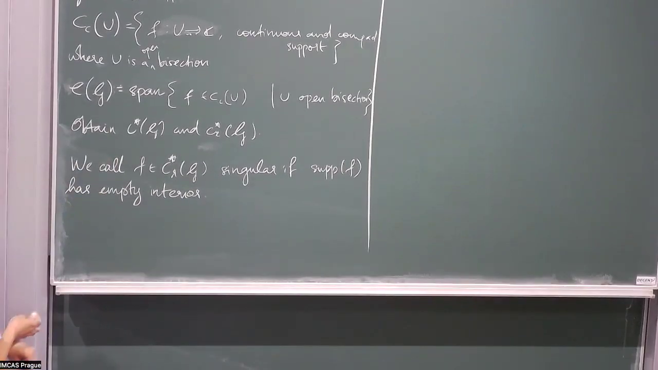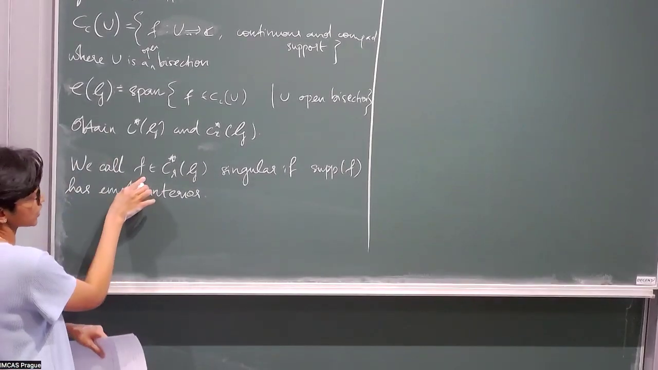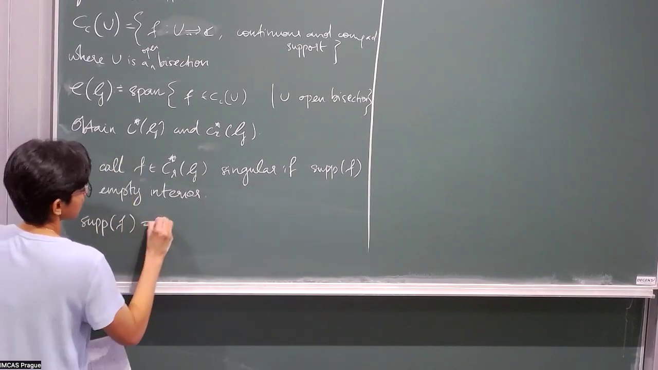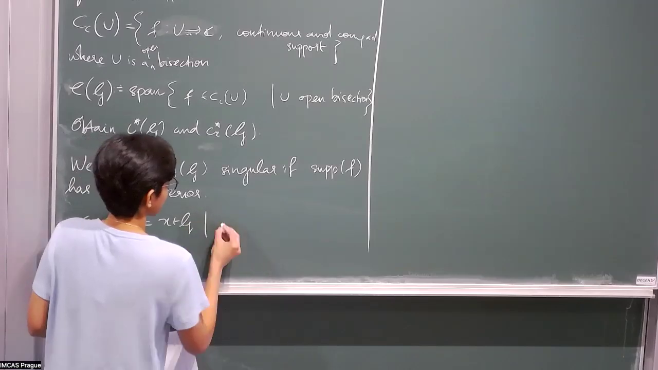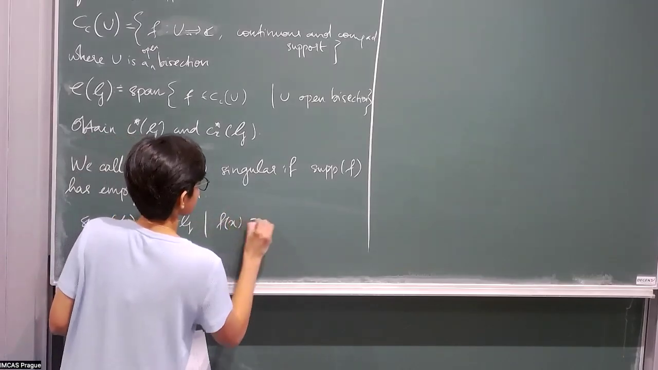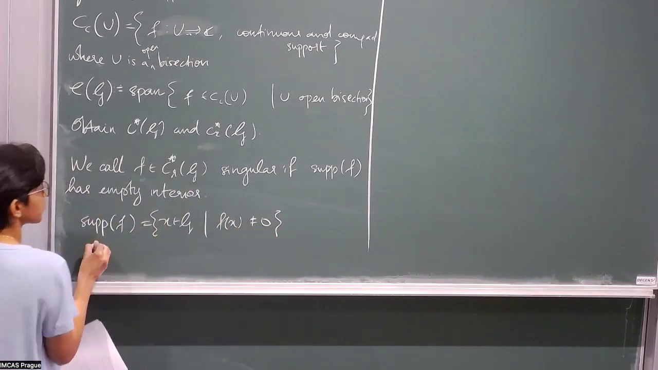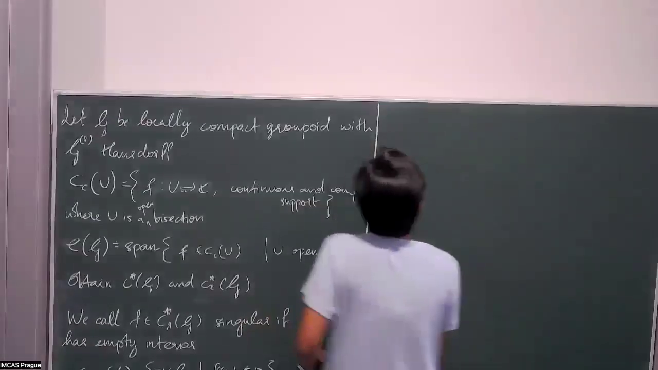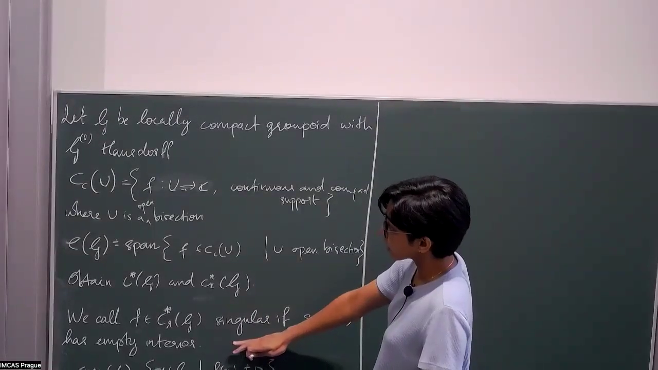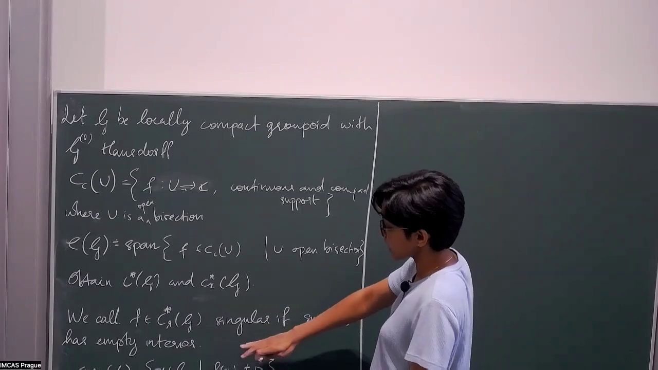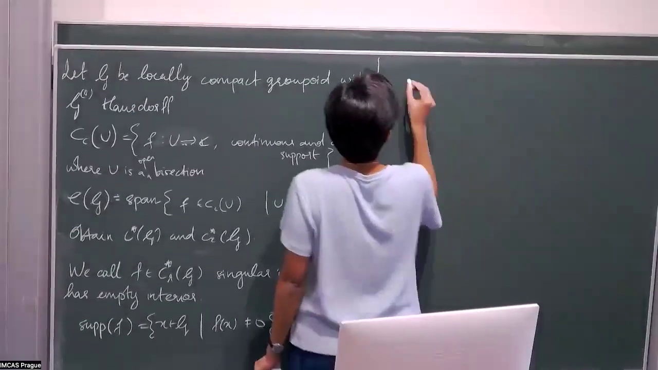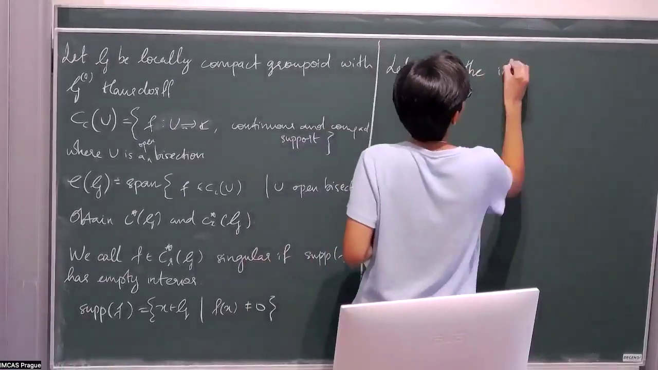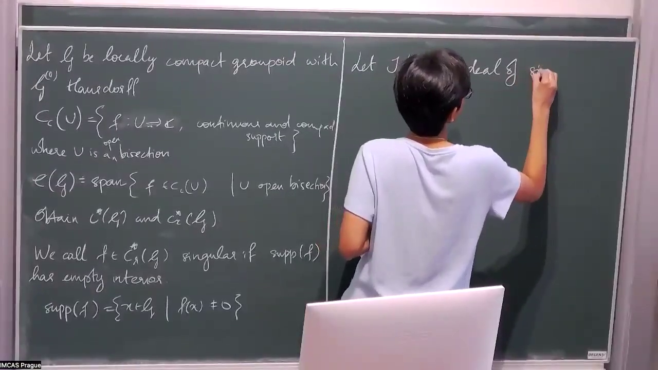So you consider the reduced C star algebra, and if I have a function, the support of a function is just the set of all x such that f of x is non-zero. If this support has an empty interior, then we call such a function singular. When our groupoid is non-Hausdorff, this in fact forms a non-trivial ideal. So let J be the ideal of singular functions.